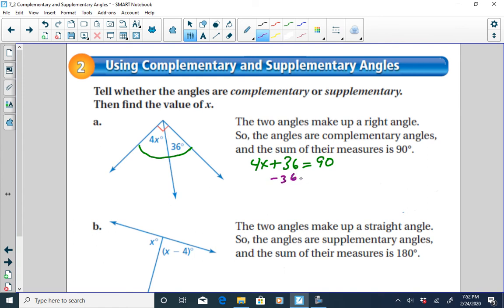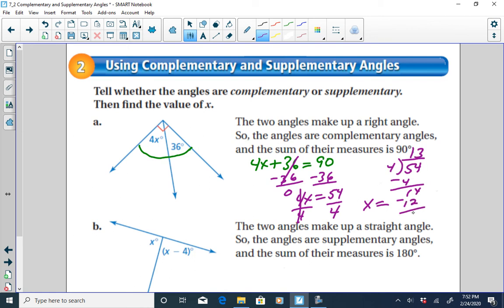I have an equation here that I can solve, so I'm going to use my inverse operations. We subtract 36 from both sides of that equation. We're left with 4x equal to what's 90 minus 36? That's 54. And we divide that by 4. They cancel, and x is going to be equal to what? 4 into 54 goes 1 times 4 is 4. Subtract, we get 1. Bring down the 4. 4 times 3 is 12. Subtract, we get 2.